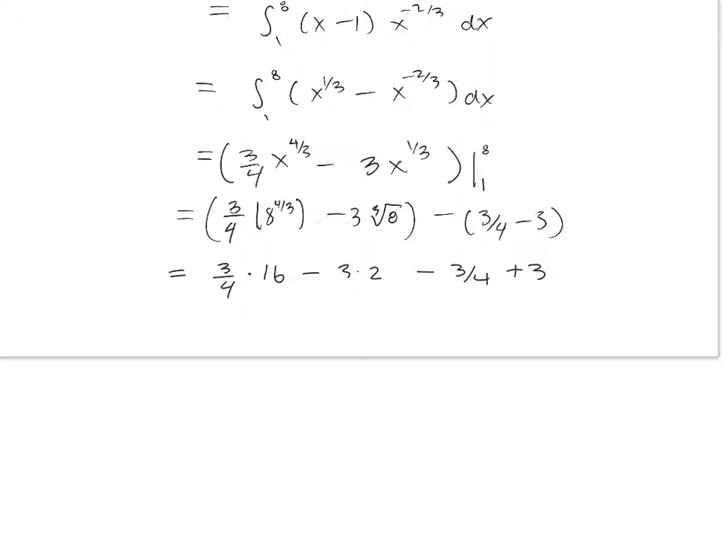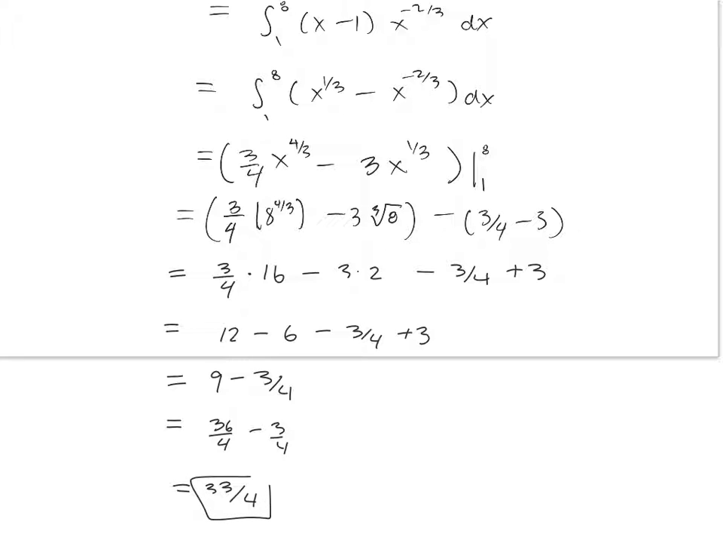Can you find 3/4 of 16 pretty easily? Yep. So 12 minus 6 minus 3/4 plus 3. So do you agree with 9 minus 3/4? So common denominator city, this is 36/4 minus 3/4, which is 33/4. Is that okay? It's just tedious.